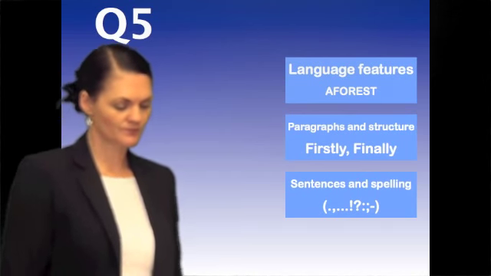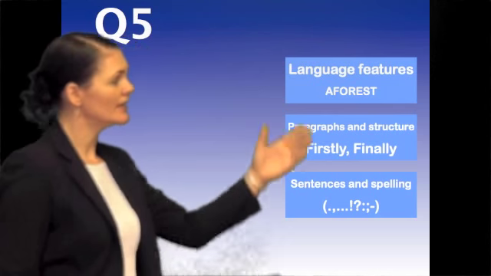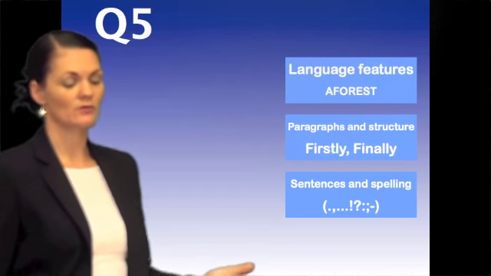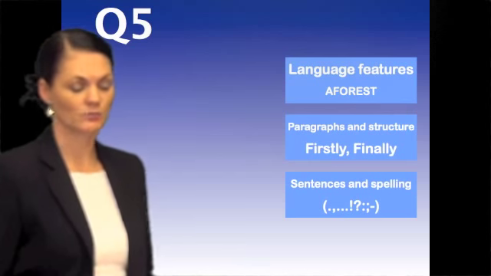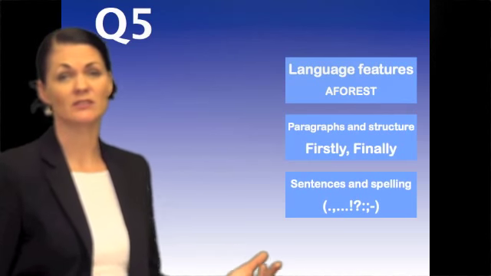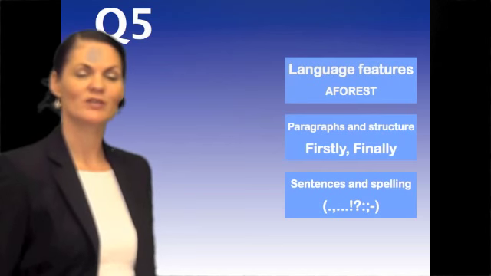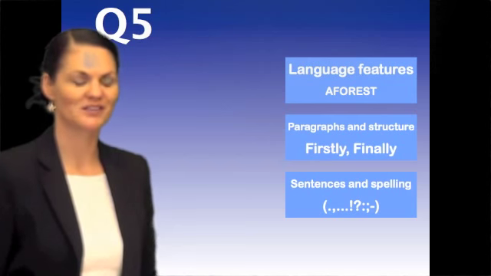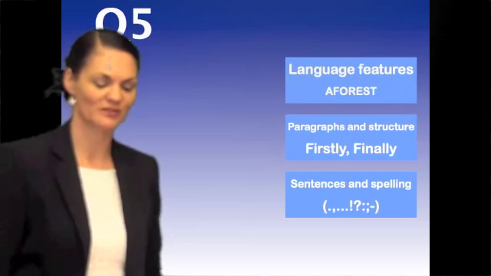Okay, so the reason why I've told you to write all that stuff down is because it links to all the things that you're being asked to do to write effectively. So AFOREST are your language features, the firstly and finally are your paragraphs and structure, and then the punctuation list, the cheeky little wink, is going to help you with your sentences and spelling too. Not so much the spelling, but at least thinking about the range of sentences that you've got there.